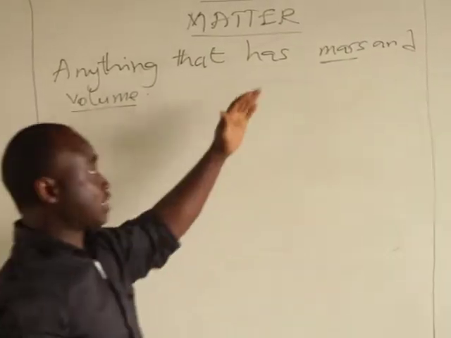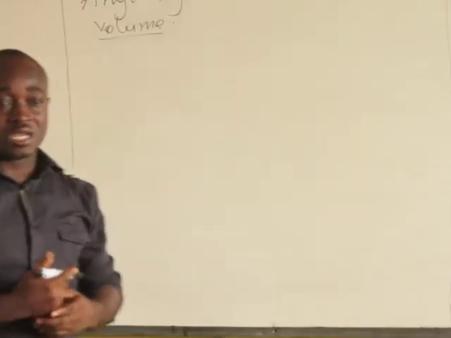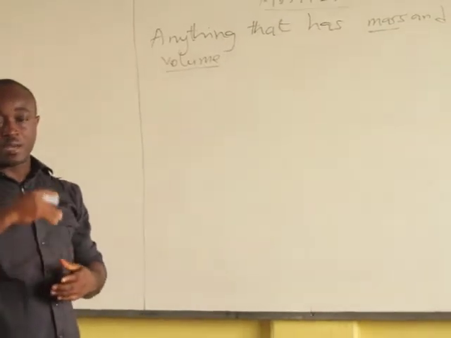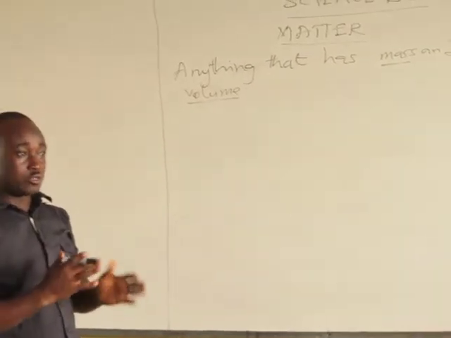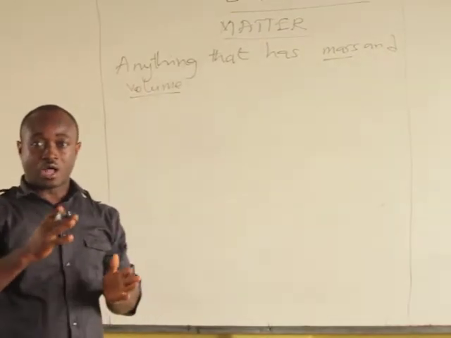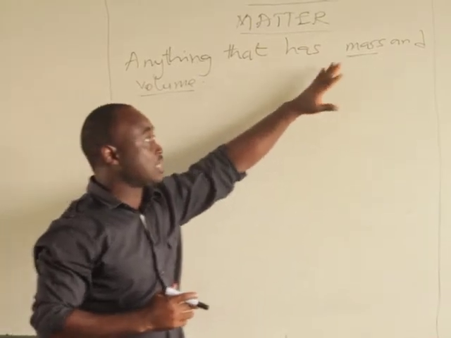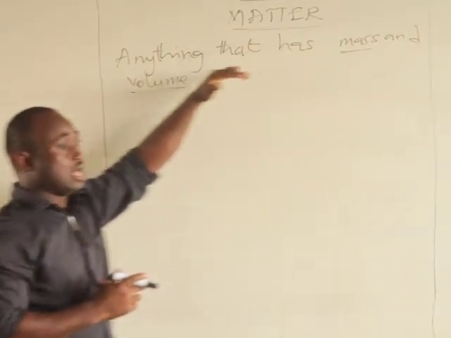When we talk of mass, what does that mean? Mass is the amount of substance that a body has. So this amount of substance gives that particular thing its light weight or heavy weight. That is the weight. So we can say mass or weight. And then the volume.